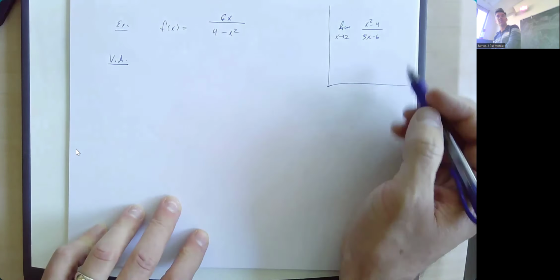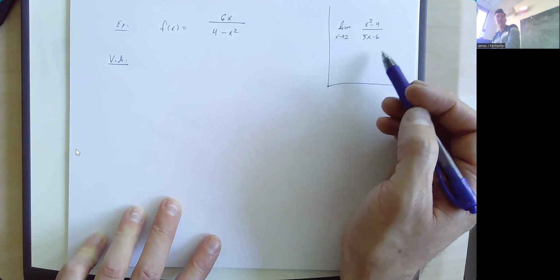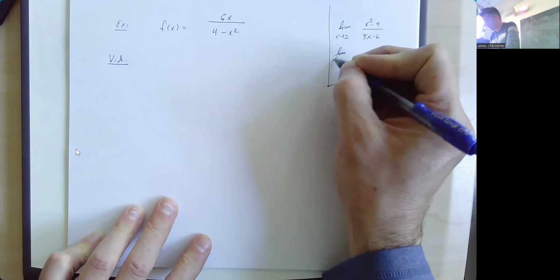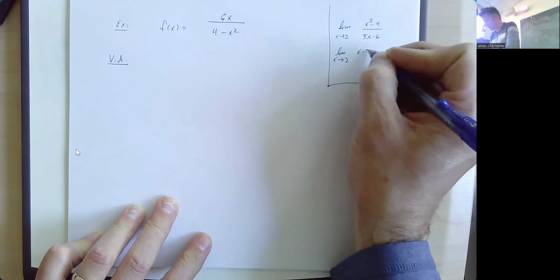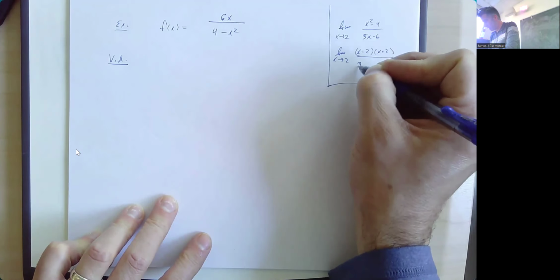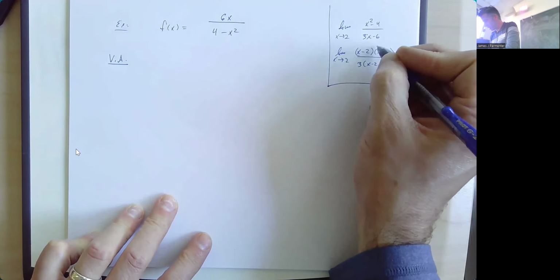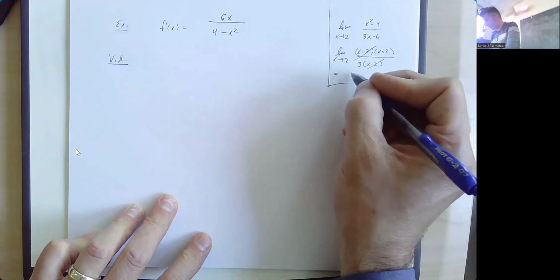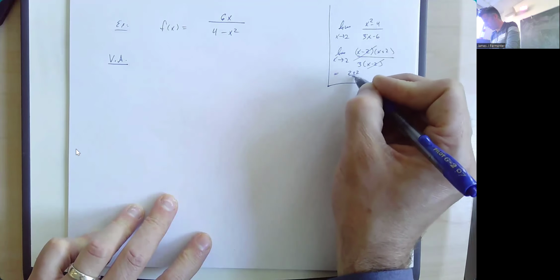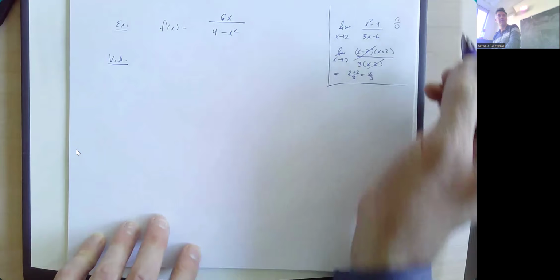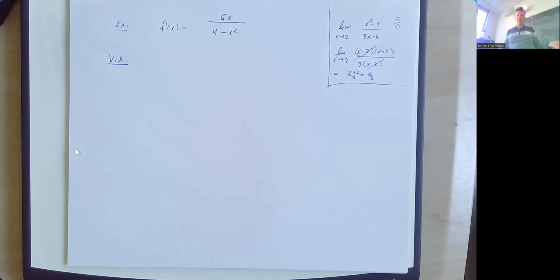If you plug in 2 there, you get 0 over 0, and then we can solve that limit by factoring and getting the limit as x goes to 2 of x minus 2 times x plus 2 over 3 times x minus 2. X minus 2 divided by x minus 2 is 1. You plug in the 2 for the remaining x, and you get 2 plus 2 over 3, which is 4 over 3. So this 0 over 0 type, the limit is not infinity. The limit is some real finite number.